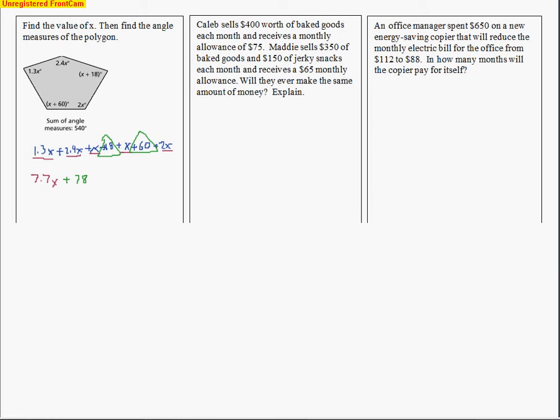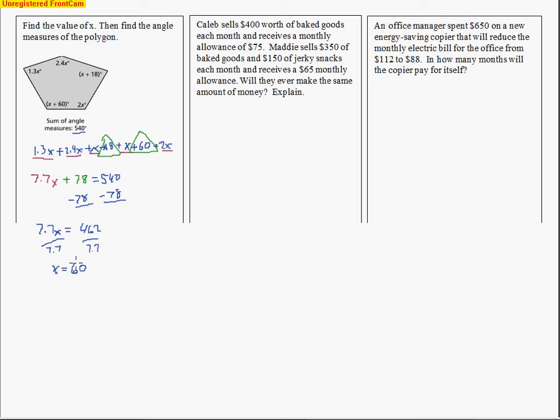And then I'll go ahead and bring down the sum of those angles, which it says right here is 540 degrees. Now I'm ready to solve, so I'll just do some opposite operations here. I'll subtract the 78 from both sides. So I still have this 7 7/10 x, and it equals 462. So I'm dividing by 7 7/10, and I'm left with x equals 60.